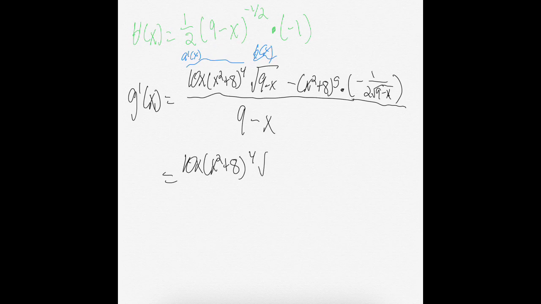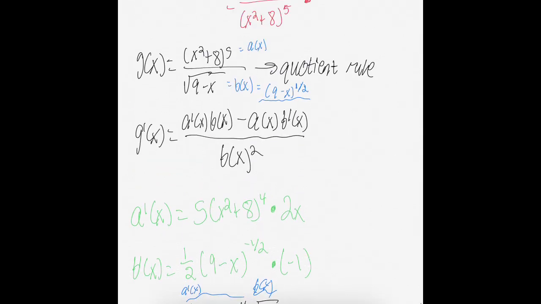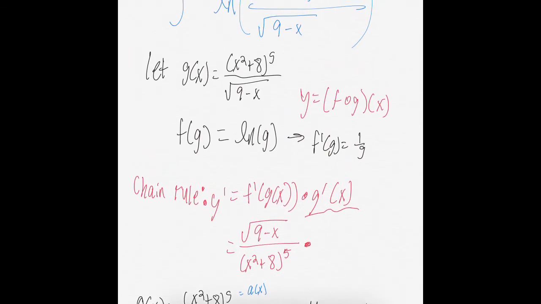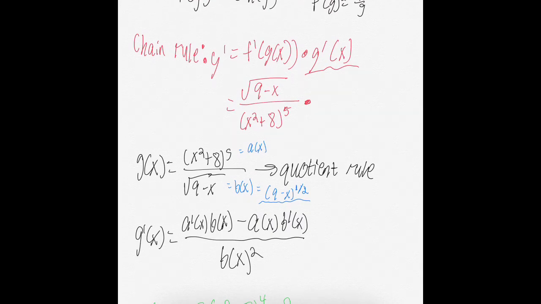Okay, so let's see if we can simplify this a bit. That's going to be 10x, x squared plus 8 to the 4th, root 9 minus x. Then I've got minus a negative, so at the very least I can add these things. So plus x squared plus 8 all to the 5th over 2 root 9 minus x, and all of that over 9 minus x. I think that's probably as good as we're going to get here. So that's g prime of x.